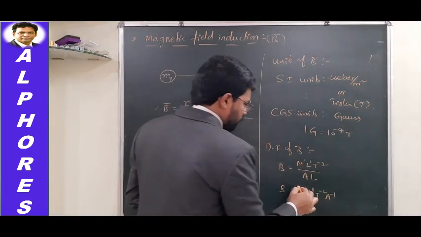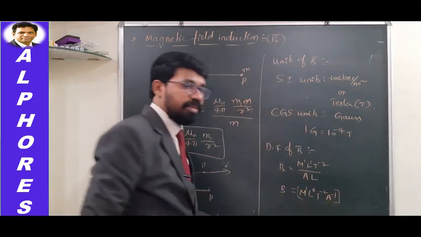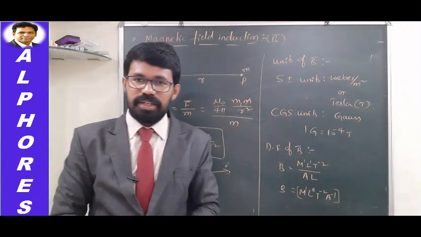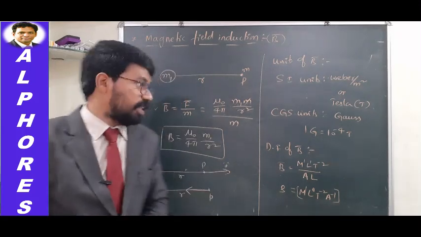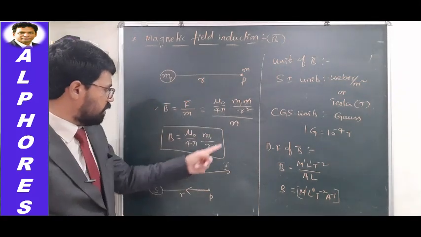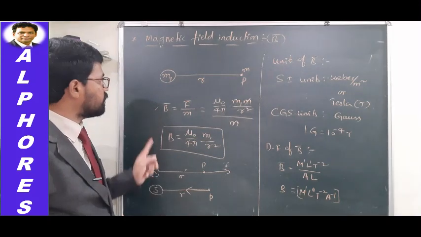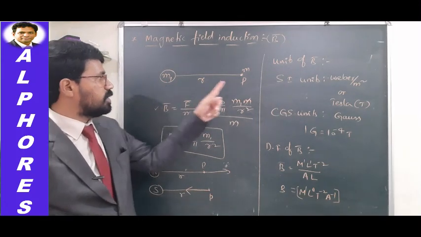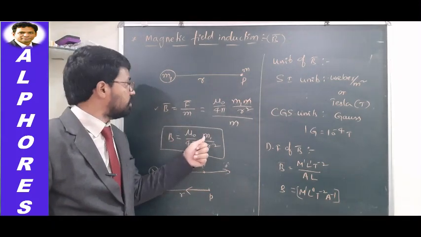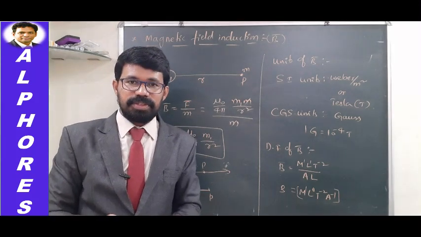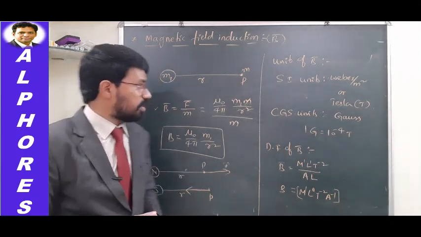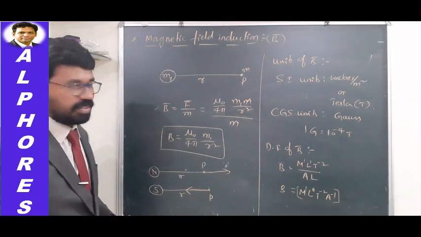These are a few fundamental details connected with magnetic field induction. We need these details to handle problems as well as to deal with further derivations. All you need to remember is that magnetic field induction due to a pole at a distance r is expressed as mu naught by 4 pi into m1 by r square. Now let us proceed further with magnetic flux.